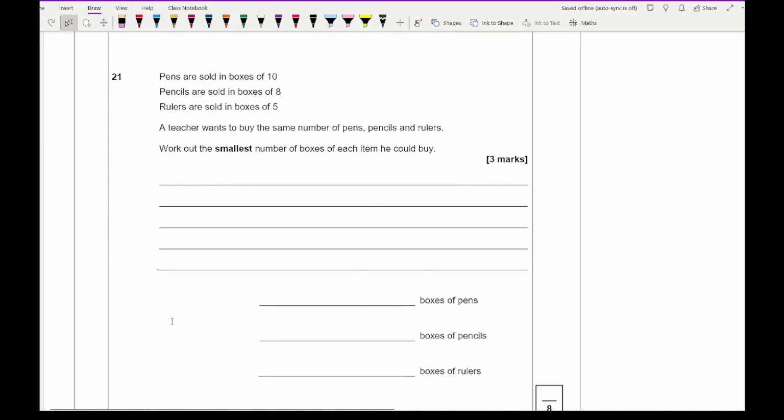It then says for question 21, pens are sold in boxes of 10, pencils are sold in boxes of 8, rulers are sold in boxes of 5. A teacher wants to buy the same number of pens, pencils and rulers. Work out the smallest number of boxes of each item that he could buy. So here if we look at pens, we know that comes in packs of 10.